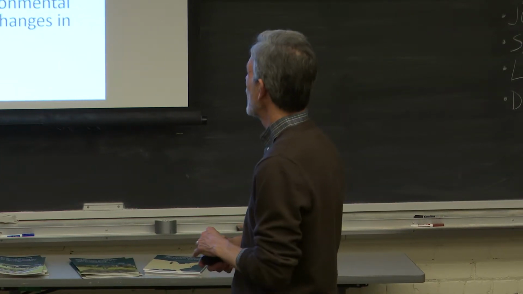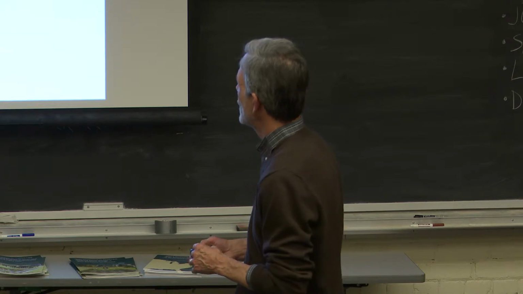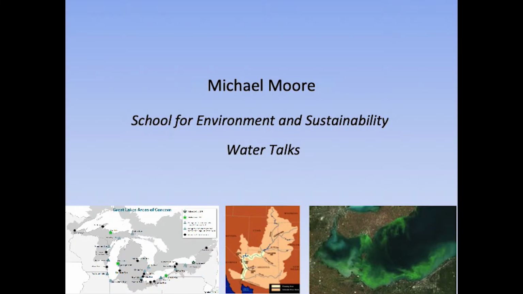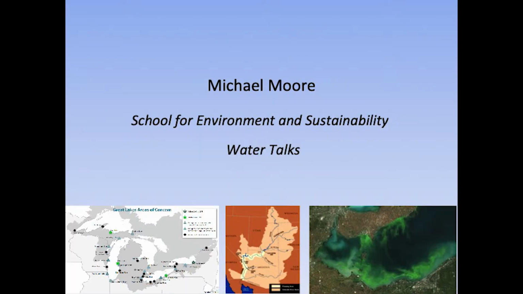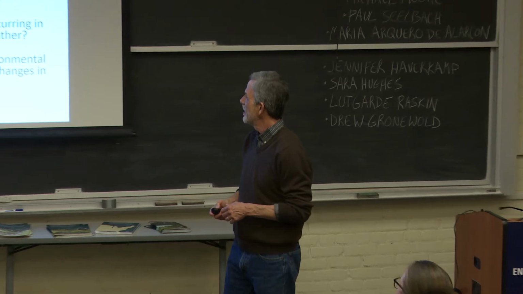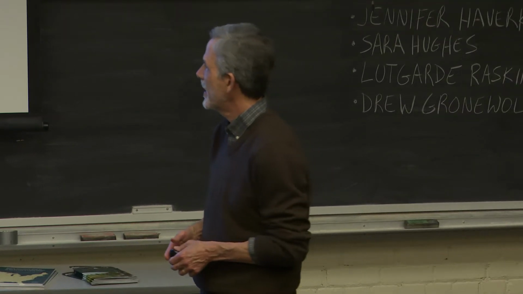So the topics that I'm working on: the Great Lakes areas of concern. There's a map of these here. And through generous funding from Sea Grant, we're looking at the economic benefits of remediation. Another study is looking at inland lakes across the United States and the benefits of water quality. Harmful algal blooms. Casey just talked about the harmful algal blooms in western Lake Erie, kind of the iconic satellite photo of that. So we're studying the economic costs of the algal blooms in western Lake Erie.